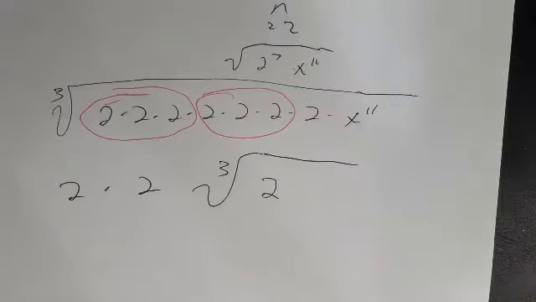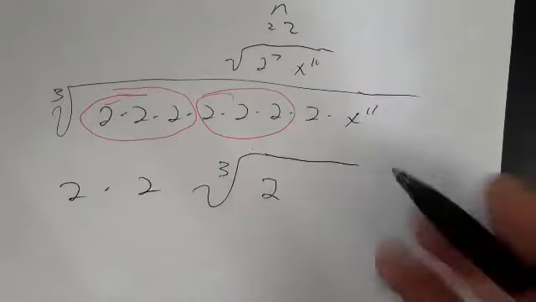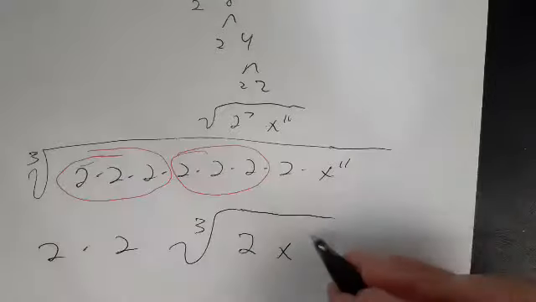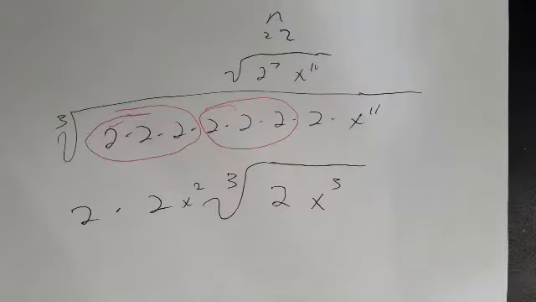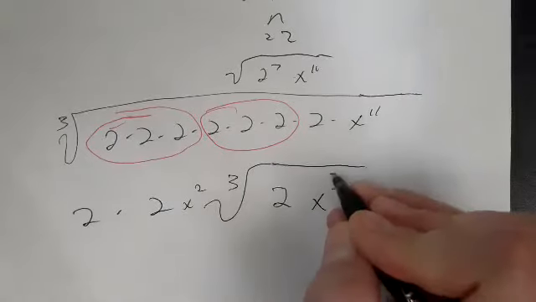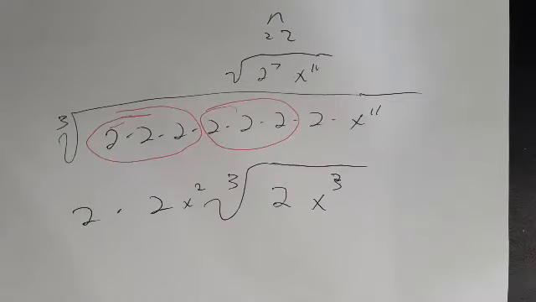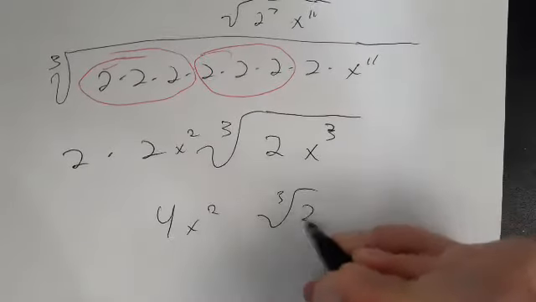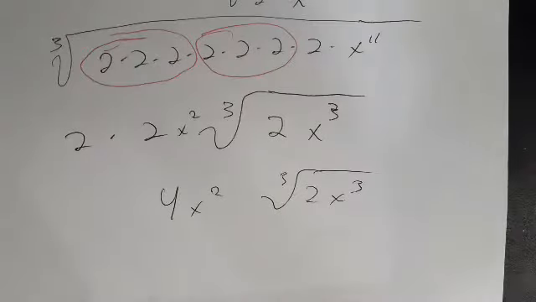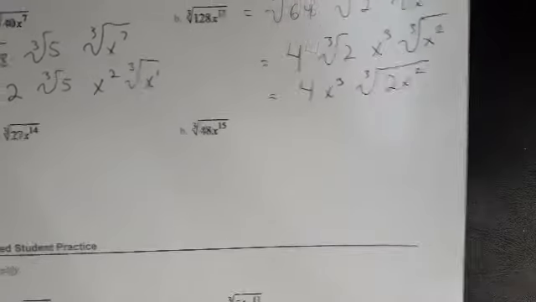And now I want to deal with this x to the 11th. 11 divided by 3 is going to give me, I've already done this, x to the 3rd with the remainder of x squared on the outside. So this should be the same solution of the 4x squared cube root of 2x to the 3rd that we found previously. So either way you can go about this. If you notice the perfect cubes, you can go for the perfect cubes. If not, you might have to spend a little bit more time.